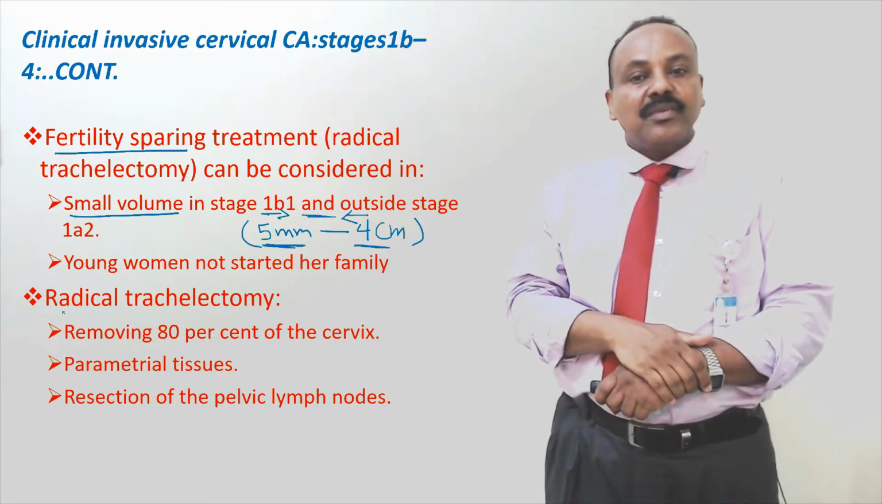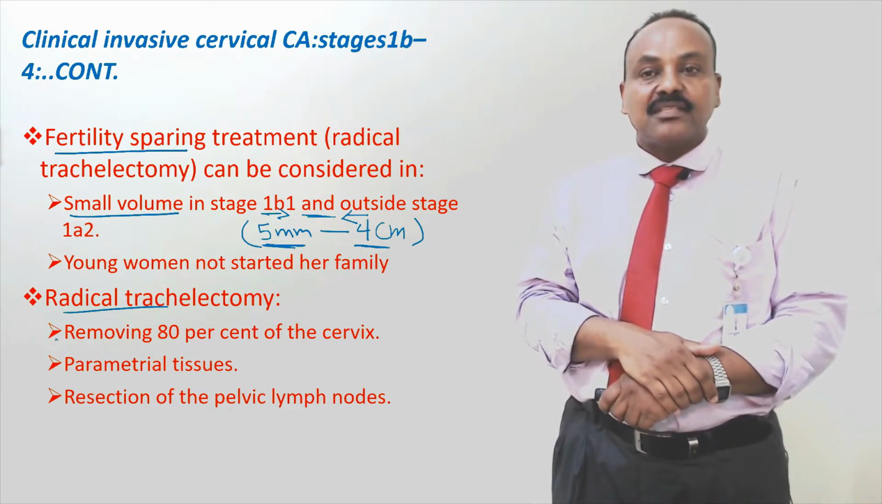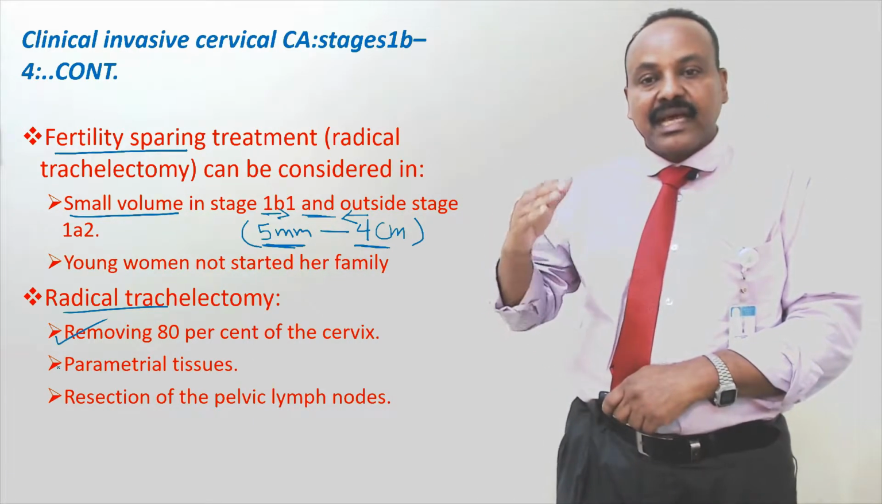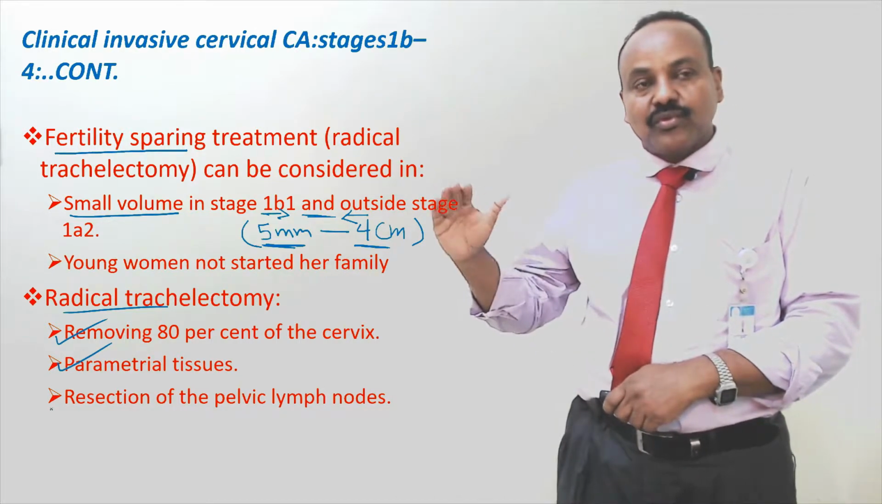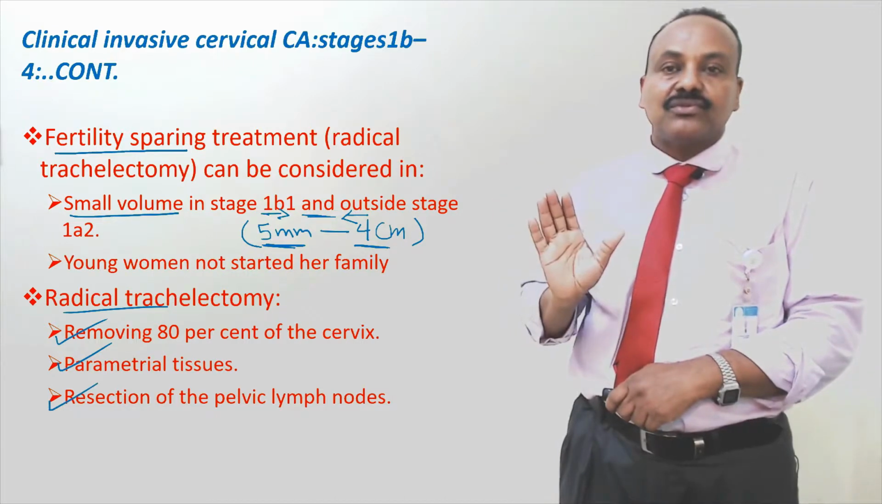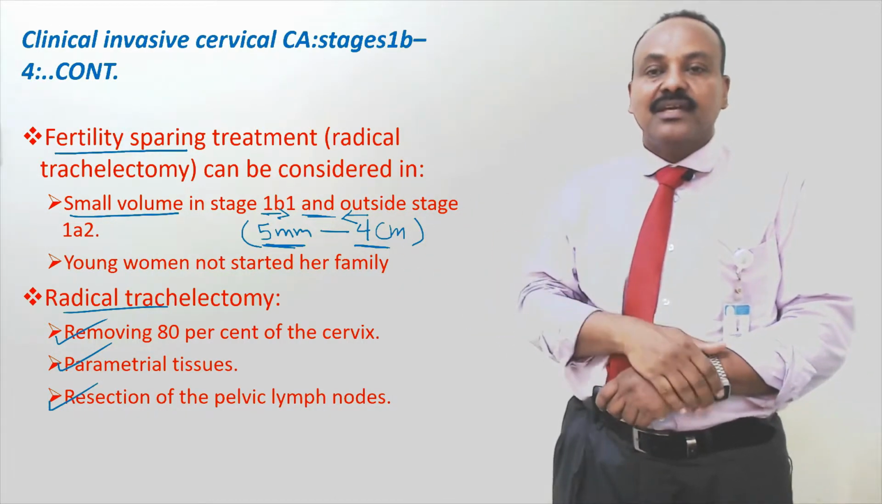Radical trachelectomy, what we call fertility sparing treatment, is removing 80% of the cervix and the parametrial tissue. Remove all parametrial tissue around the cervix, with resection of the pelvic lymph nodes. Also, the chance of lymph node metastasis is high, so you remove the nodes.